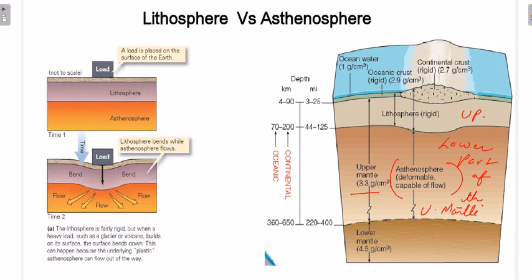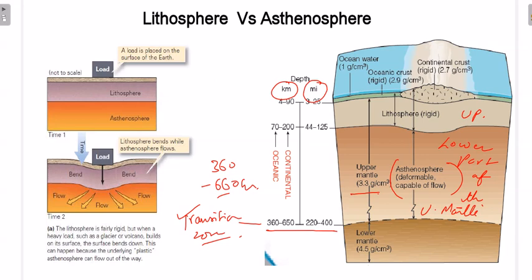Okay, the asthenosphere's thickness is around 360 to 650 kilometers. Okay, this is in miles and this is in kilometers, so do not get confused. 360 to 660 kilometers. और ये आपको ध्यान होगा कि transition zone एक होता है. Transition zone की जो lower boundary होती है, that is around 660 kilometers. What is transition zone? You can comment down below. Okay, your answer. All right. So I think it is clear what is lithosphere, what is asthenosphere.